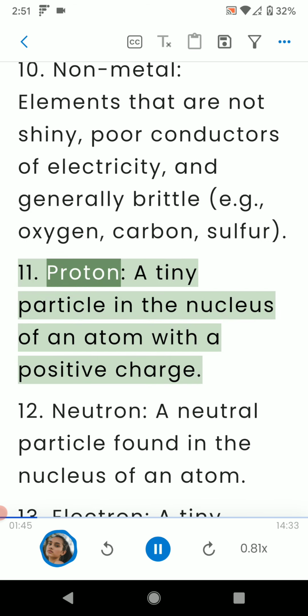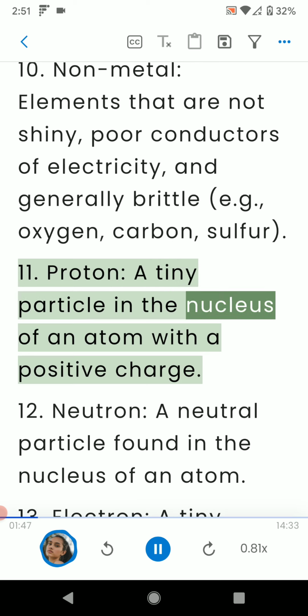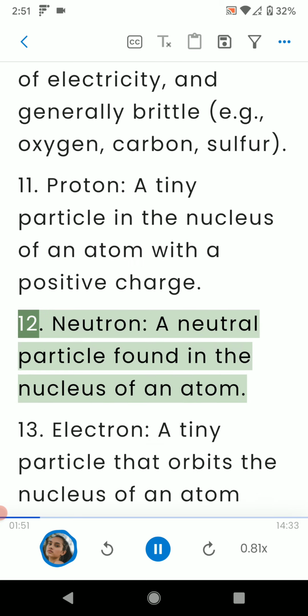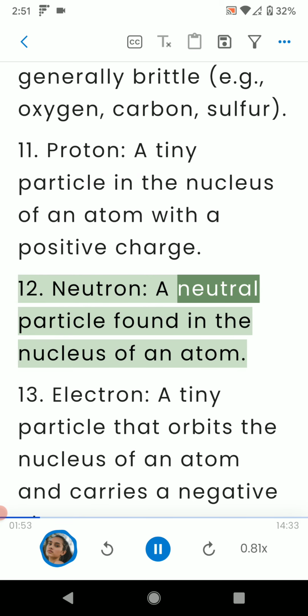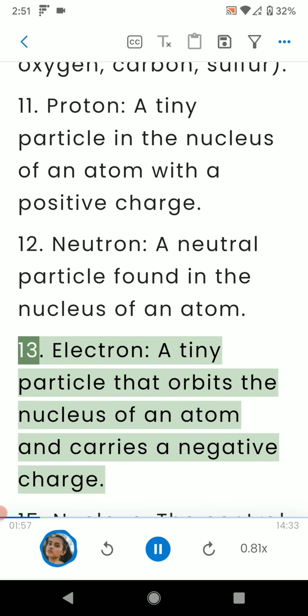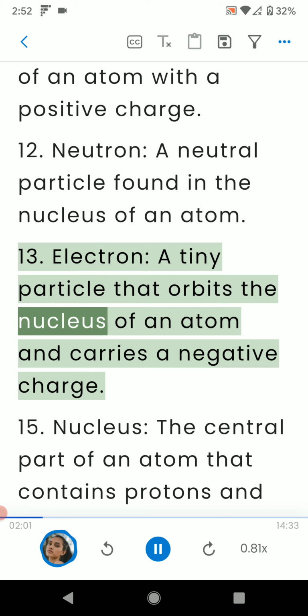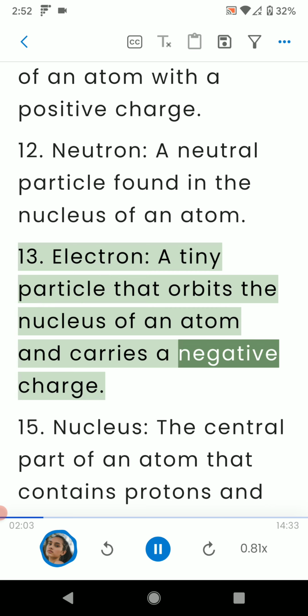11. Proton, a tiny particle in the nucleus of an atom with a positive charge. 12. Neutron, a neutral particle found in the nucleus of an atom. 13. Electron, a tiny particle that orbits the nucleus of an atom and carries a negative charge.